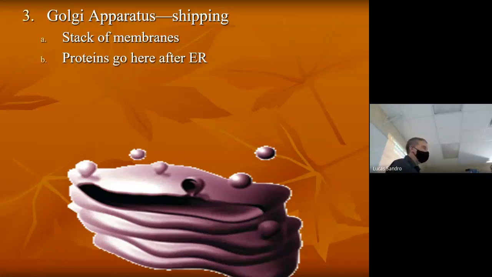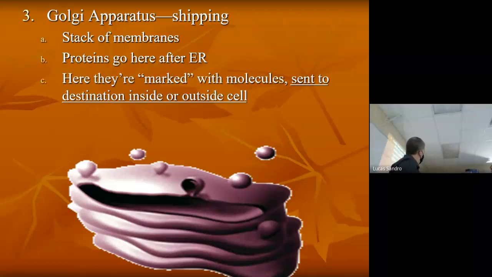So proteins come here after they get made and modified in the ER, and here is where they get marked, usually the protein, to kind of tell them where they are headed. That destination could be somewhere inside the cell, or they could be getting shipped out of the cell. And that's kind of the main section of the endomembrane system.